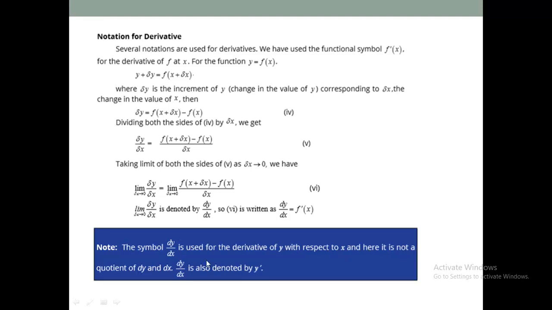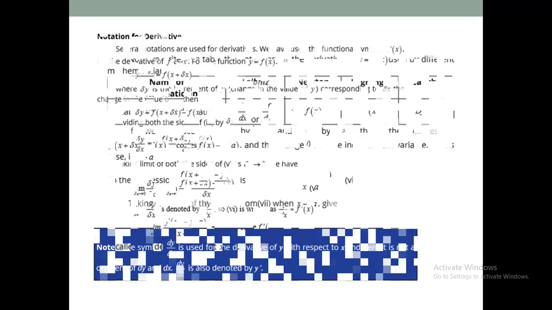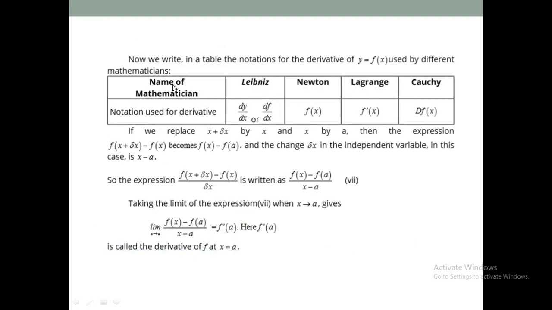Here it is not a quotient of dy and dx. dy by dx is also denoted by y dash or y prime. Now, different notations are used by different mathematicians. Leibniz used dy by dx or df over dx, Newton used f dot of x, Lagrange used f dash of x, and Cauchy used capital D f of x. These are all the same, but different mathematicians denote the derivative of a function differently.